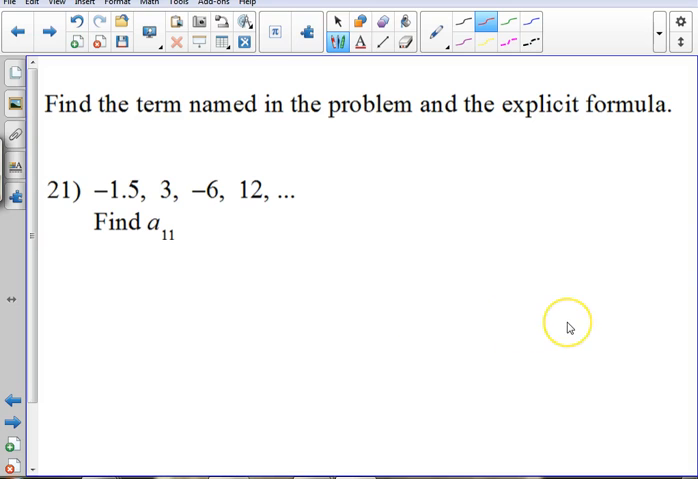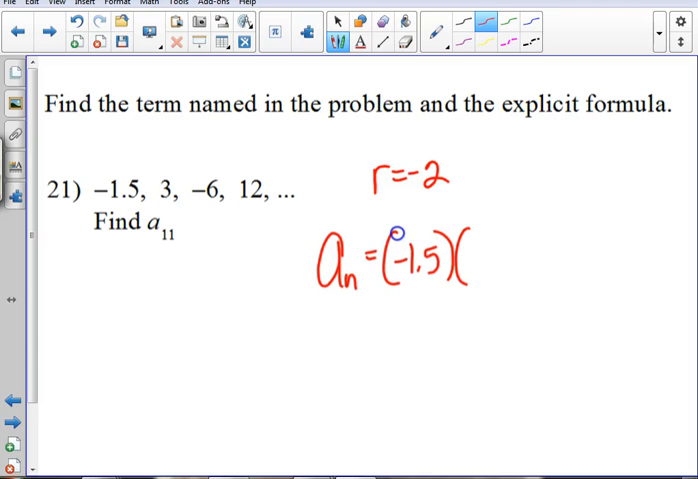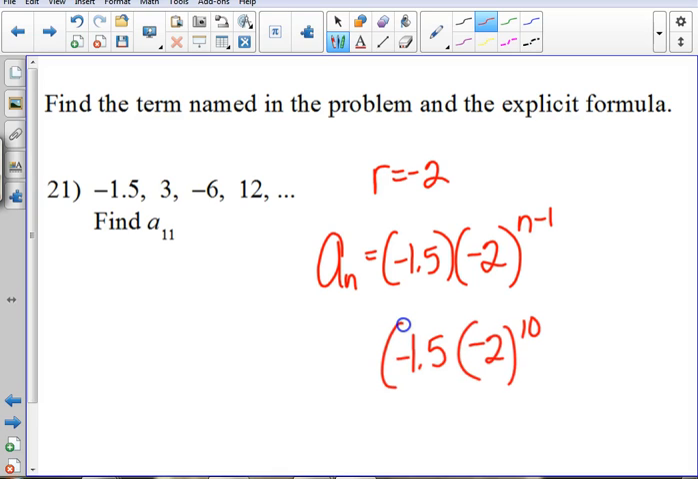Do we need to do this one? What are we multiplying by? R equals negative 2. So what would a sub n say? Negative 1.5 times negative 2 to the n minus 1. We're supposed to put in a 11, so this would become negative 2 to the 10th. It is listed as a decimal. You can give me a decimal, but it needs to be exact, so don't be rounding anywhere. I didn't get a decimal anyway. I got negative 1536. Anybody get that?